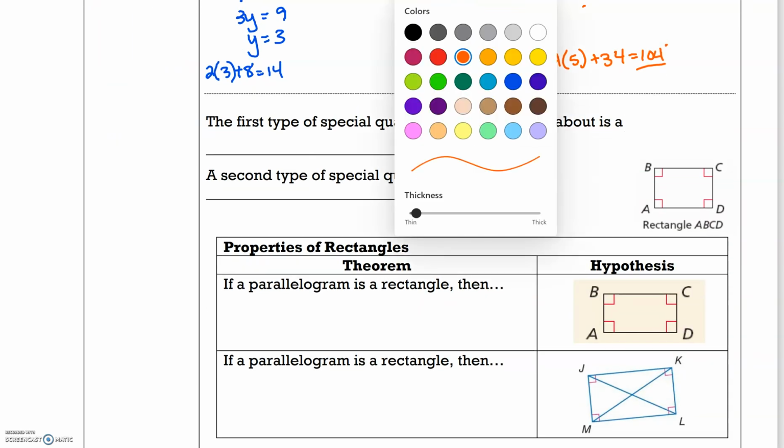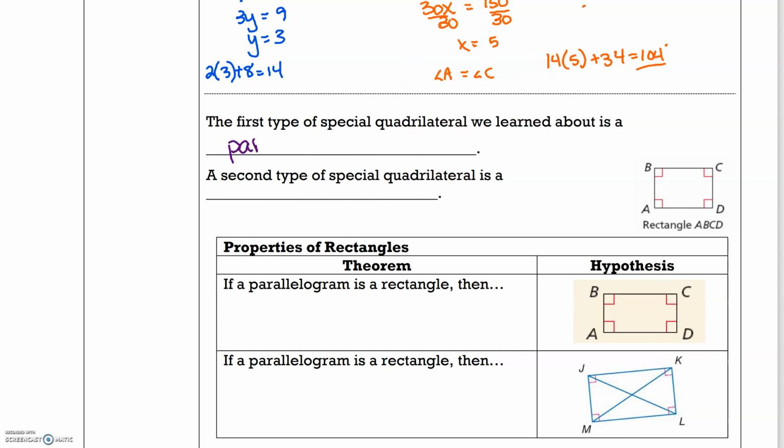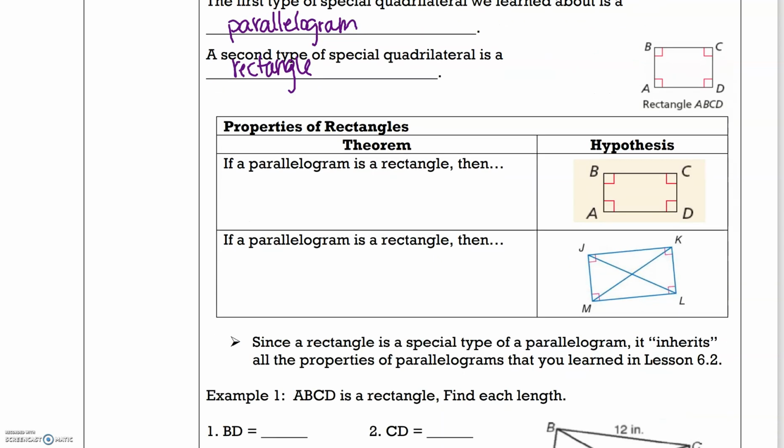So the first type of special quadrilateral we talked about was a parallelogram. And now we're going to learn about the second type, which is a rectangle. And a rectangle has two properties. It has opposite sides parallel and congruent, with 4 right angles.